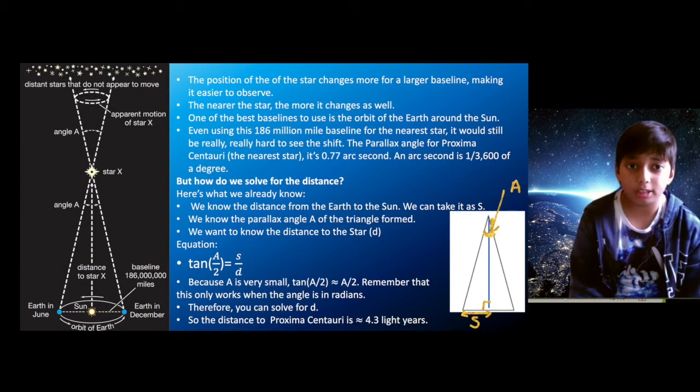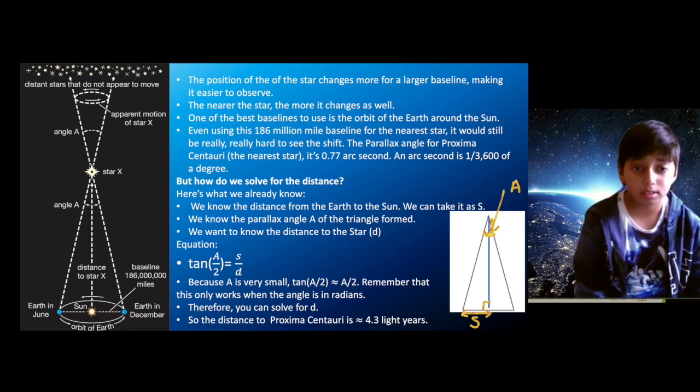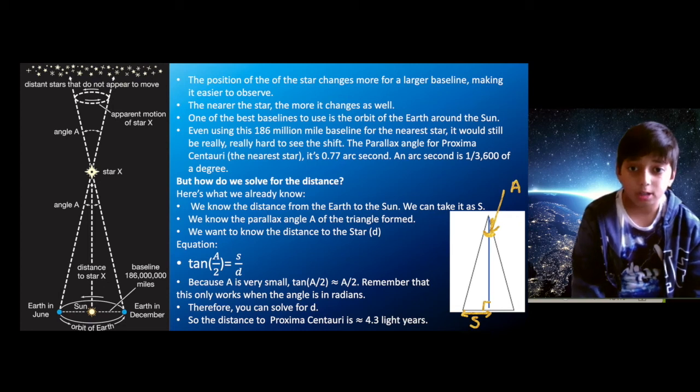The position of the star changes more for a larger baseline, making it easier to observe. The nearer the star, the more the angle changes as well. One of the best baselines to use is the orbit of the Earth around the Sun. Even using this 186 million mile baseline for the nearest star, it would still be really hard to see the shift. The parallax angle for Proxima Centauri, the nearest star, is 0.77 arcseconds. An arcsecond is 1/3600th of a degree.